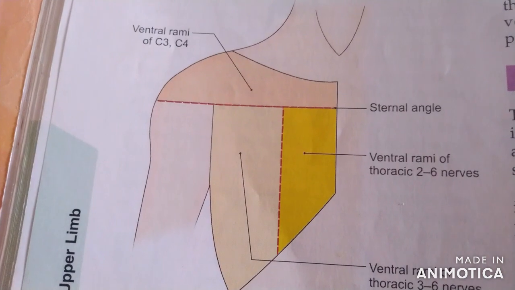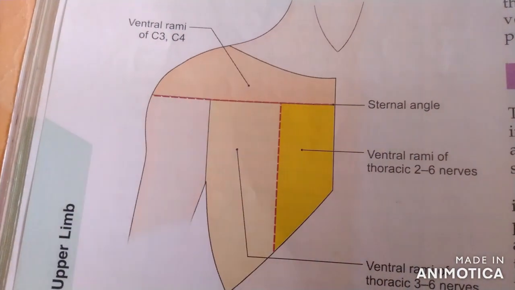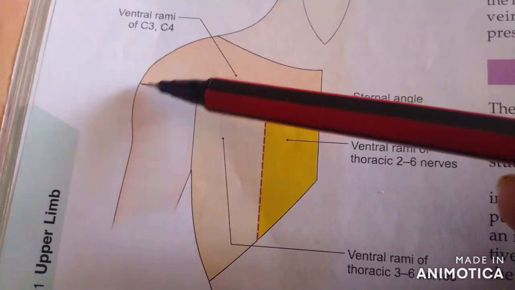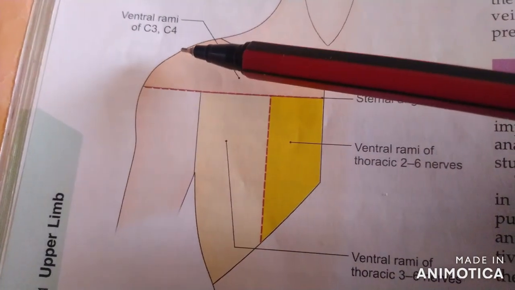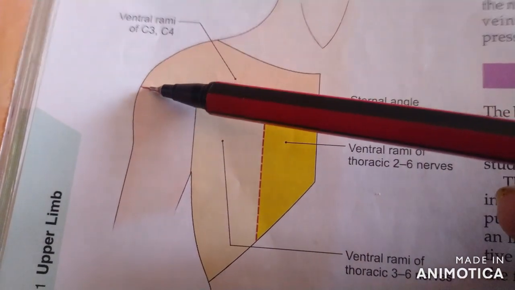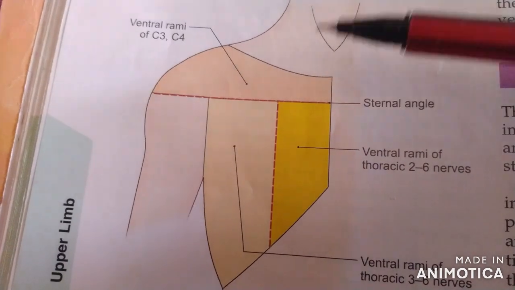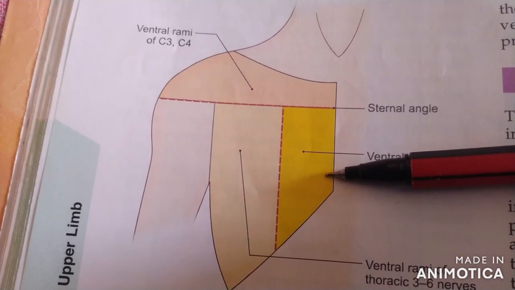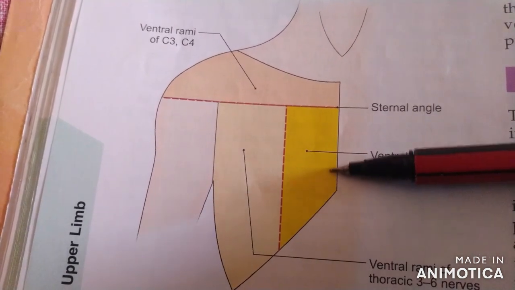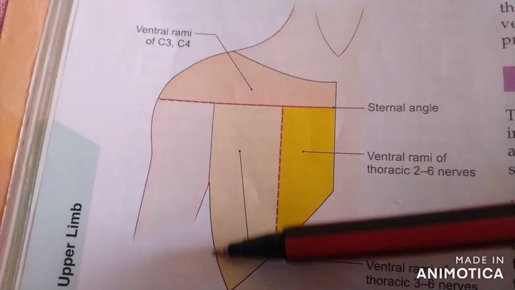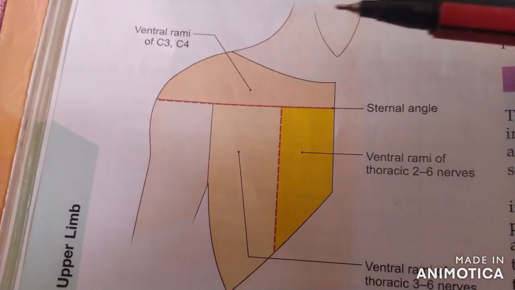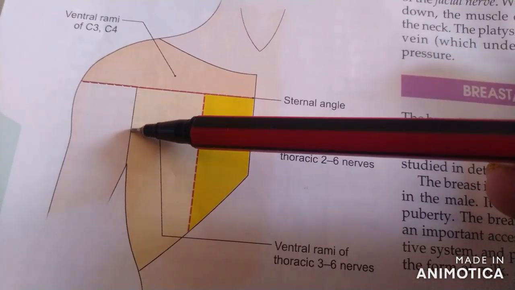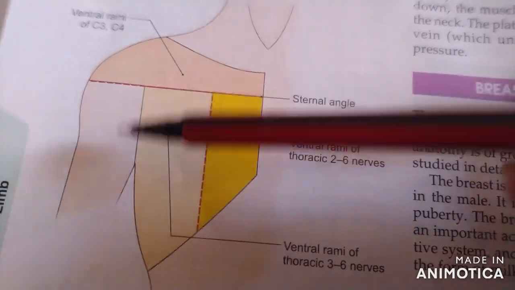Now we will see the region supplied by these cutaneous nerves. First is the supraclavicular nerves. They supply the skin over the upper half of the deltoid. Deltoid is a muscle present in this part of the arm. So the upper half of the skin over deltoid is supplied by supraclavicular, and the skin over clavicle up to the second rib. Next is the cutaneous branches of the intercostal nerves. The anterior cutaneous branches supply this region, and the lateral cutaneous nerve supplies this region. And the intercostobrachial nerve, the somatic branch of T2 nerve, supplies the floor of the axilla and upper half of the medial side of the arm.